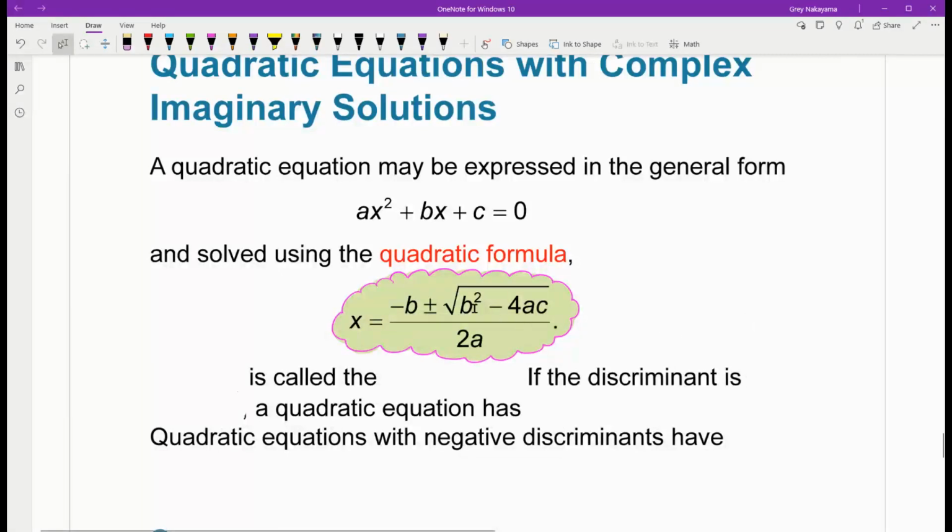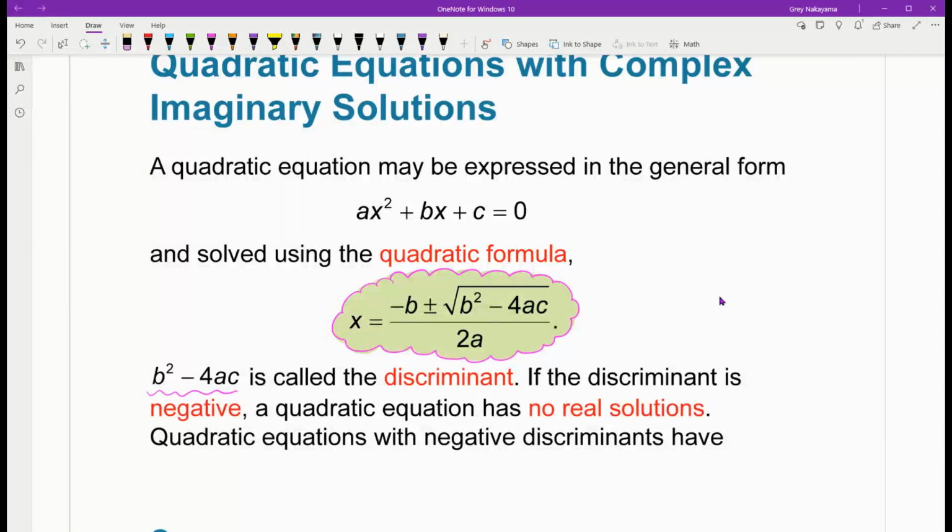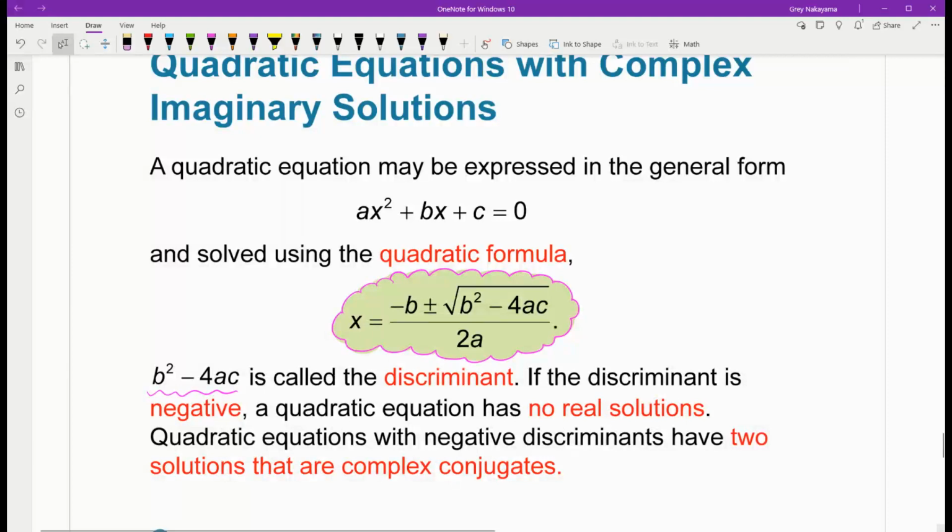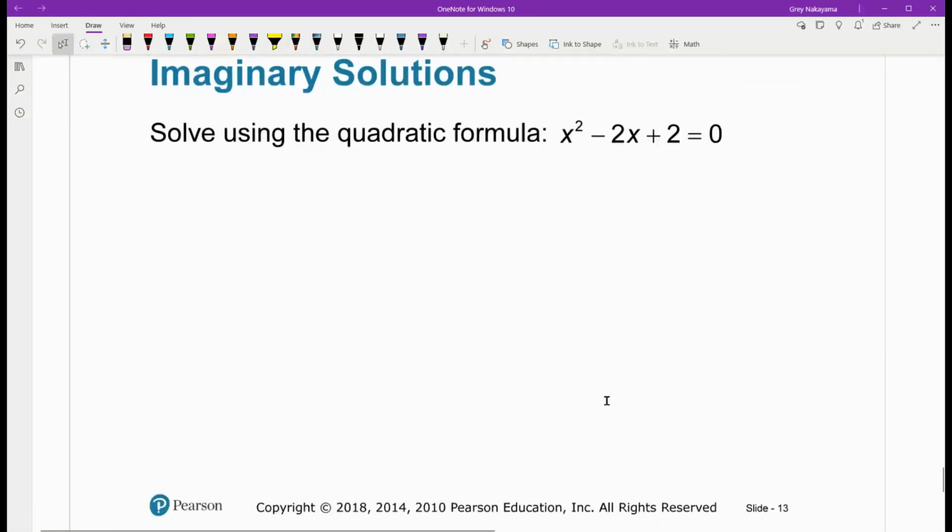Okay? Now, this part underneath is kind of important. b squared minus 4ac is called the discriminant. And if it is negative, then we know that that quadratic equation has no real solutions, and it will have 2 complex conjugate roots that are basically what we just dealt with when we were doing division. So look at this. Last example. Solve using the quadratic formula.